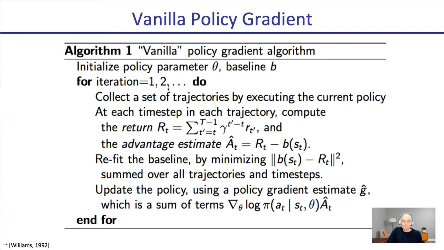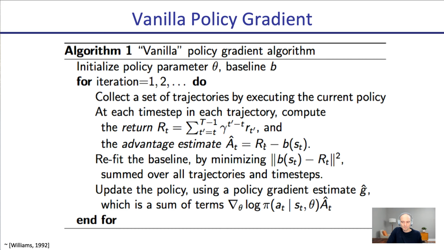Then we iterate. We collect a set of trajectories by executing the current policy. At each time step in each trajectory, we compute the return from then onwards. So R_t here is the return from then onwards, the discounted sum of rewards from that time onwards. And the advantage estimate. What is the advantage estimate? It's the difference between the return from that time onwards and the baseline, because we really care about how much better than average this is.